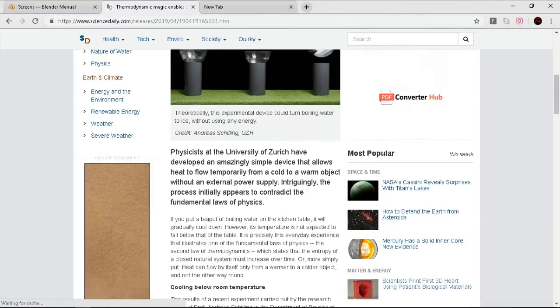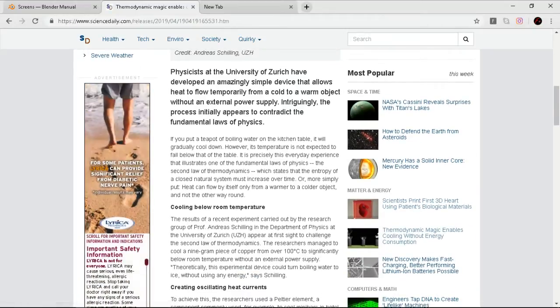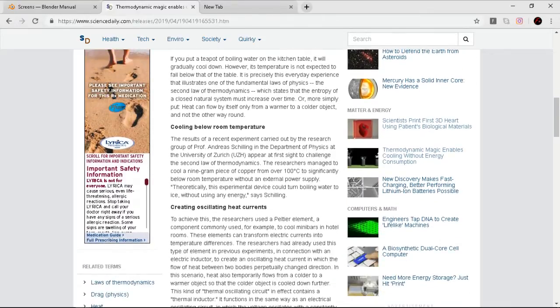Physicists at that university have developed an amazingly simple device that allows heat to flow temporarily from a cold to a warm object without an external power supply. Intriguingly, the process initially appears to contradict the fundamental laws of physics. If you put a teapot of boiling water on the kitchen table, it will gradually cool down. However, its temperature is not expected to fall below that of the table. It is precisely this everyday experience that illustrates one of the fundamental laws of physics, the second law of thermodynamics, which states that the entropy of a closed natural system must increase over time.